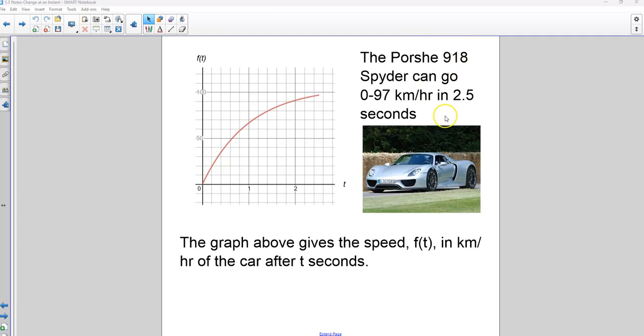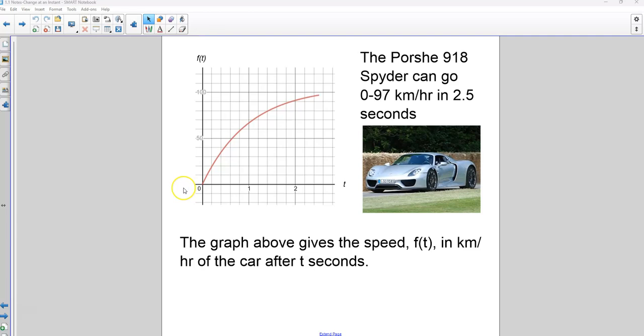I looked this up a while back, so it may not be accurate on current cars, but the Porsche 918 Spider can go from 0 to 97 kilometers per hour in 2.5 seconds. The reason I did 0 to 97 kilometers per hour is because that is 60 miles per hour, which is typically the time that we report. But I did kilometers so that we had to look at some different units right here.